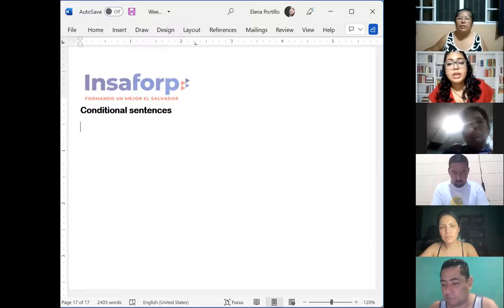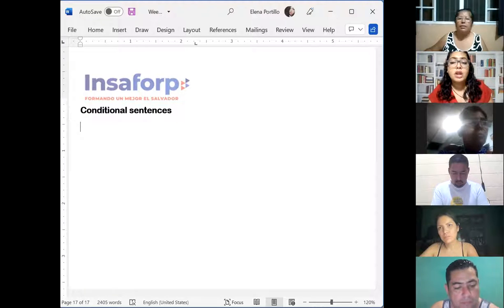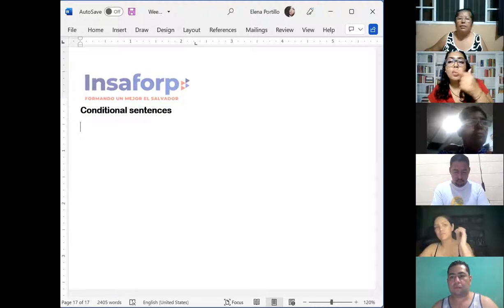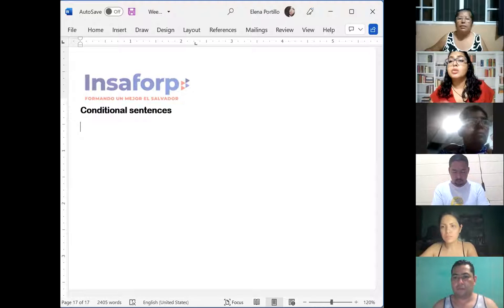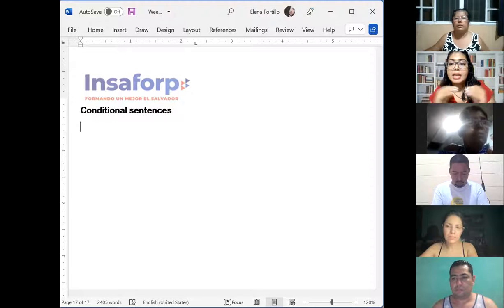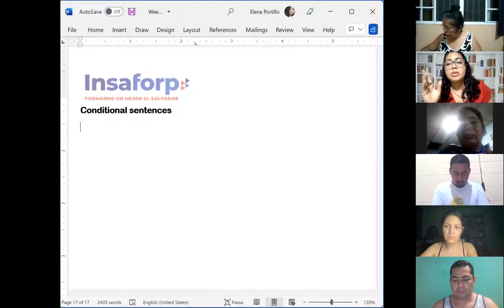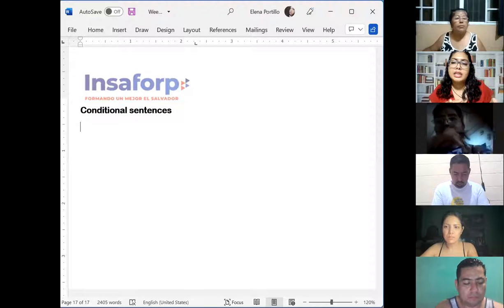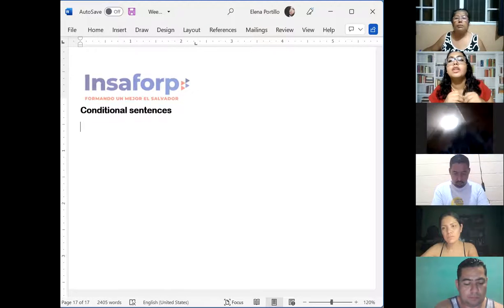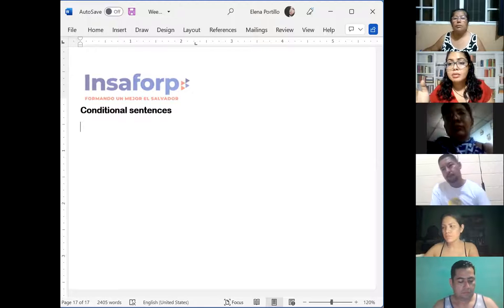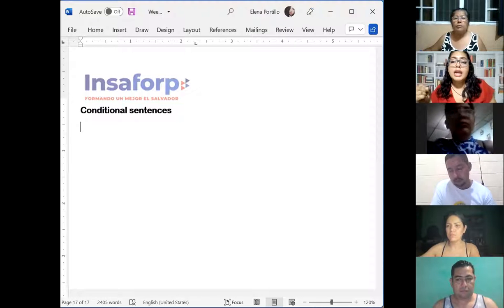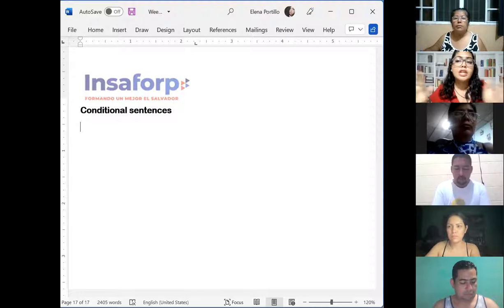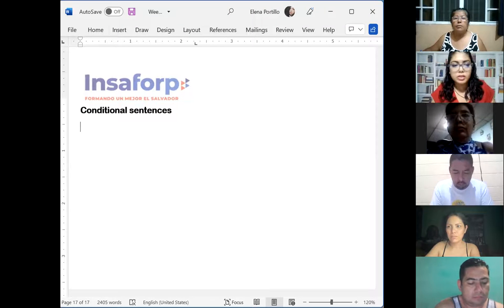And in this case, we can have these kinds of clauses at the beginning or at the end of the sentence because we are going to have two separate phrases in one main idea. One can be the if clause, and the other one can be the main clause. And we are going to use it at the beginning or at the end. But now we are going to see what this is about.